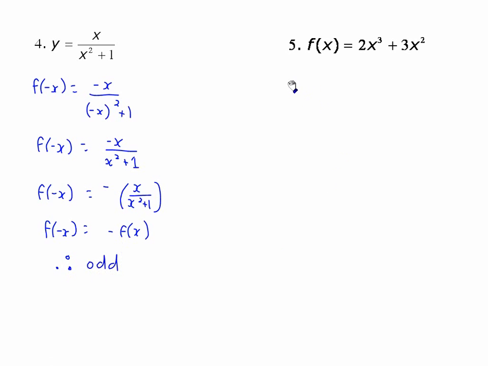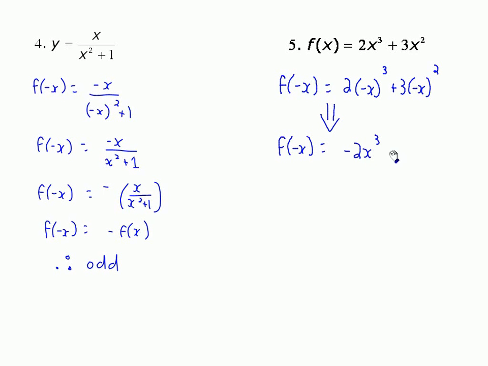f(x) is equal to 2x cubed plus 3x squared. Remember, anytime, pause me and then see if you want to do it on your own. So 2 times negative x cubed plus 3 times negative x squared. So f(-x) is equal to, well, this is negative 2x cubed, and then plus 3x squared. And what happened here, of course, is the negative x squared became positive while the cube did not.